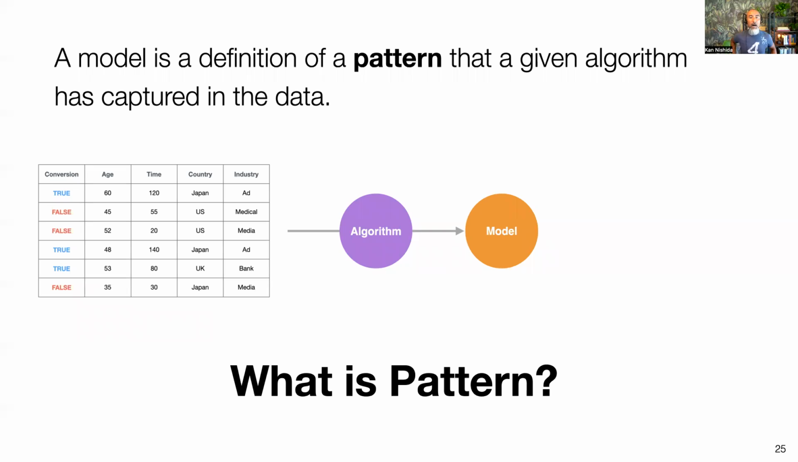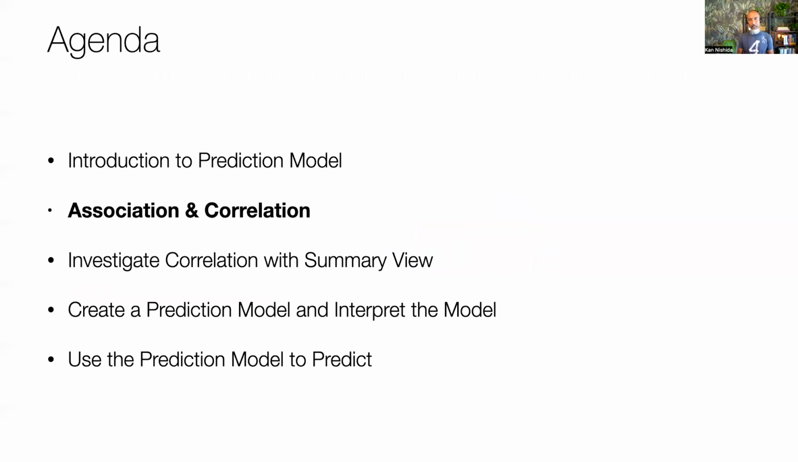Like I said, with a model, you remember the algorithm digs into the data, finds a pattern, and defines that as a reproducible model, which can be a formula or a set of rules. So what is this pattern, right? That is the next topic, association and correlation.